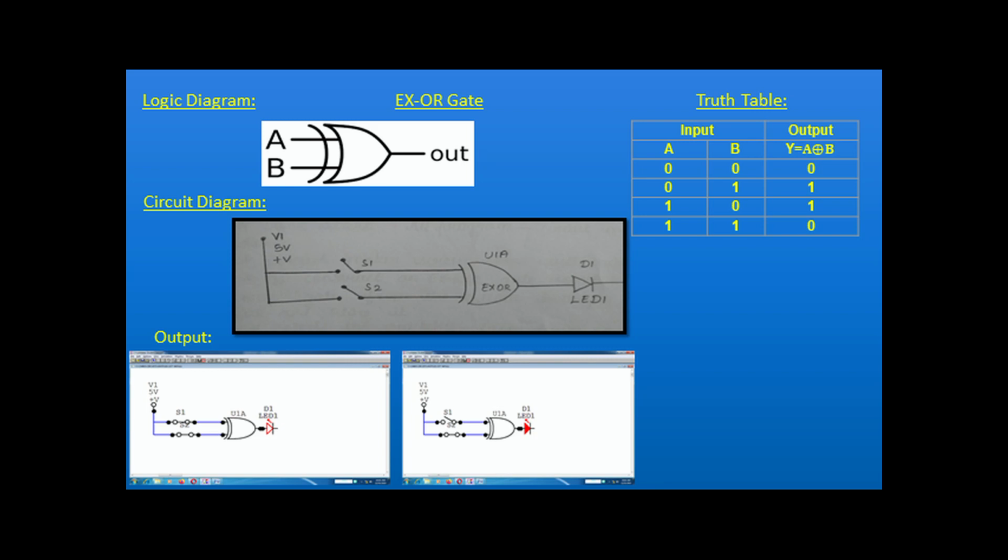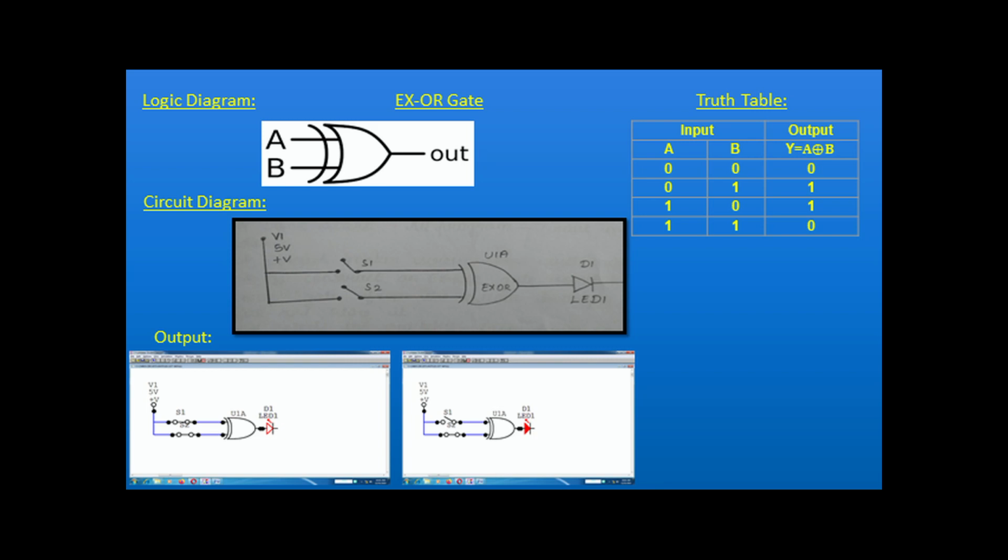Okay, so you see the truth table of the XOR gate. First of all, we see the inputs 0 0, 0 1, 1 0, 1 1. We can see the output of the XOR gate.